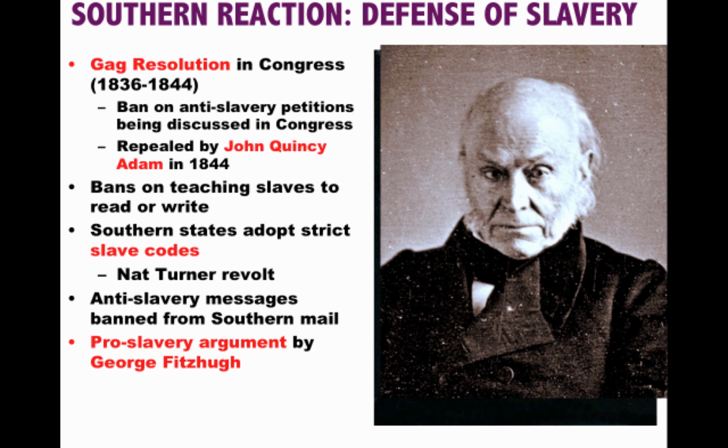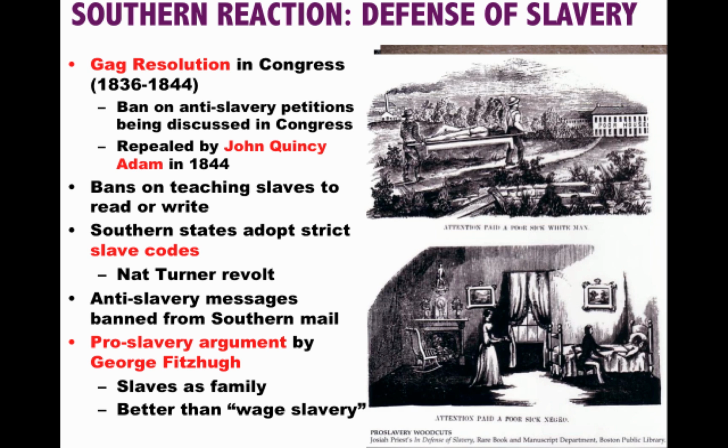And finally, you actually get the development of a pro-slavery argument amongst Southerners such as George Fitzhugh, John C. Calhoun, and others. And the argument comes down to this: slavery is a good thing. And this criticism of slavery is unjustified because there's this idea that slaves are being treated as family, this very paternalistic view of slavery that we're taking care of these individuals. And this is better than what is happening in the North in factories with the wage slavery that takes place up there. The Southerners take care of their property, their slaves.